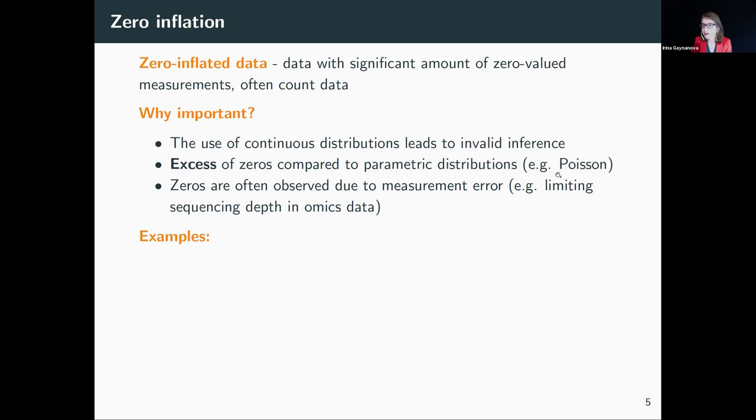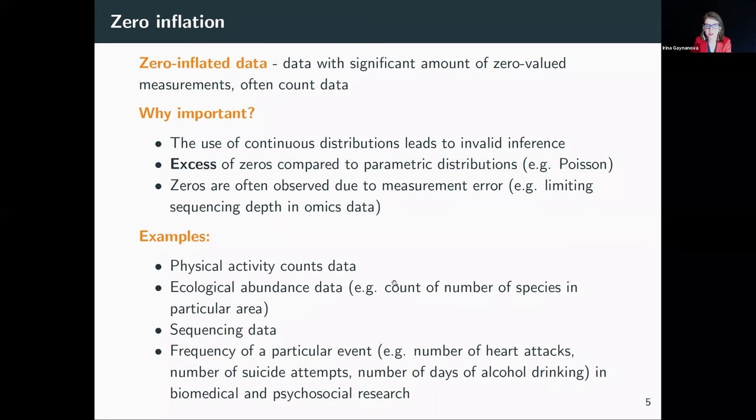So for example, Poisson distribution allows for zero, but it has not enough mass to account for what we see in real data. And finally, and probably the most difficult part, is that zeros are often not actual zeros. They're due to measurement error. In particular, this comes in the sequencing technologies and omics data, where zeros are often due to the limitation of the instrument. So what are some other examples in addition to what I already showed you?